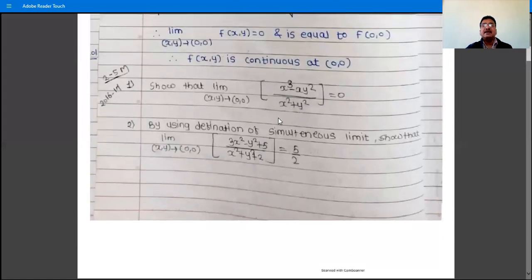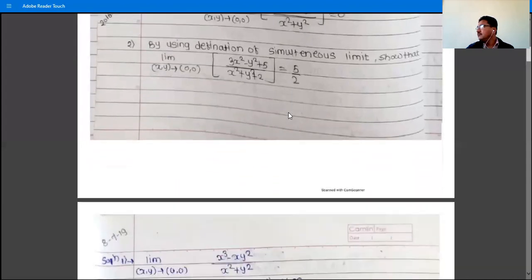So we know the first answer. This answer is 0. If the limit exists, then the answer is 0. Or if the limit here exists, we have the answer 5 by 2, very obviously. If we substitute x and y as 0 in this problem, we have answer 0. So another question is, determine the limit as (x, y) tends to (0, 0) of this.